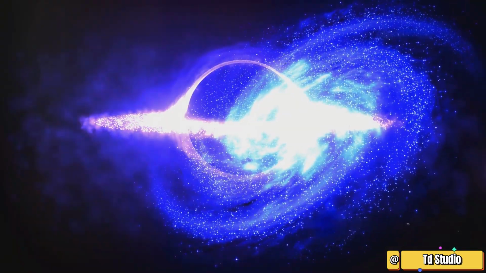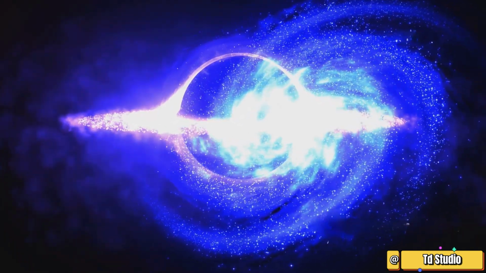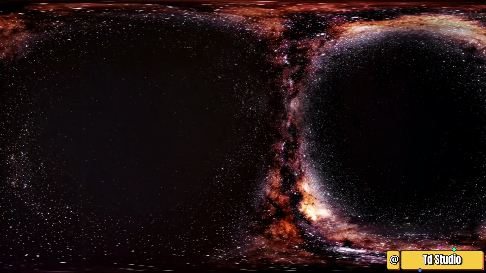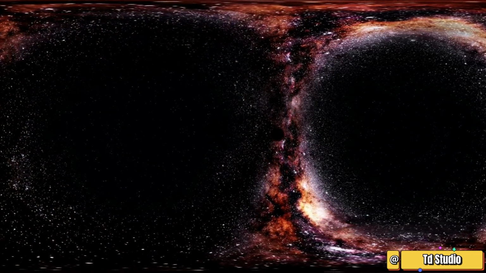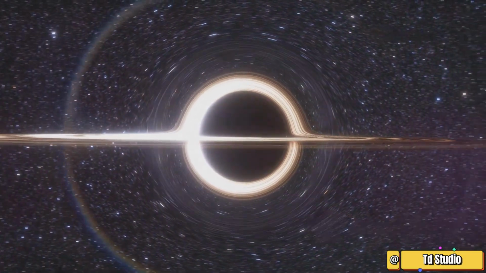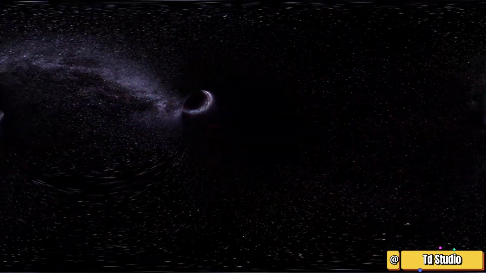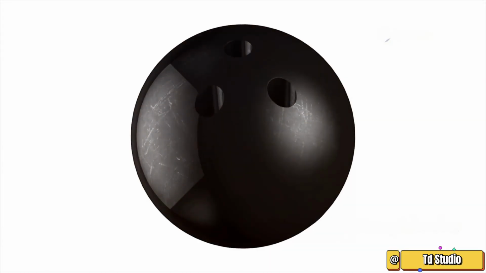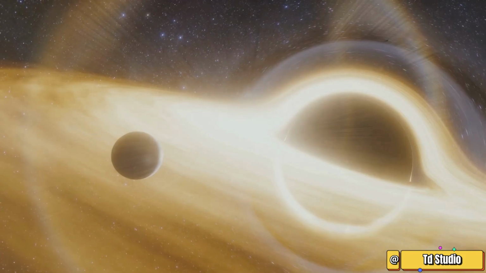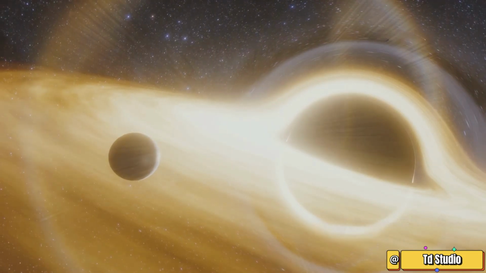To understand black holes, we need to grasp the concept of space-time. Space-time is not merely an empty stage where cosmic events unfold. It is an active participant in the drama of the cosmos. Imagine a trampoline. This trampoline represents the fabric of space-time. Now place a bowling ball on the trampoline. The ball will create a dip in the fabric. This dip represents the effect of gravity.